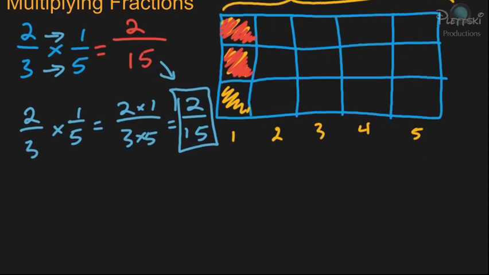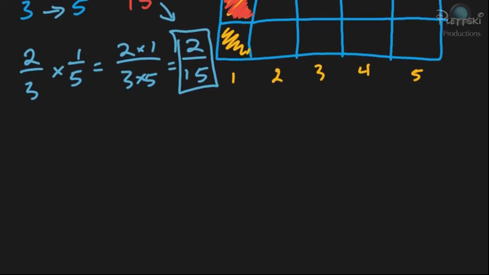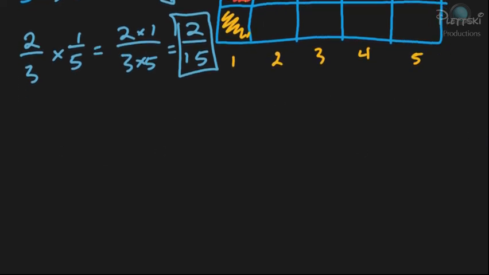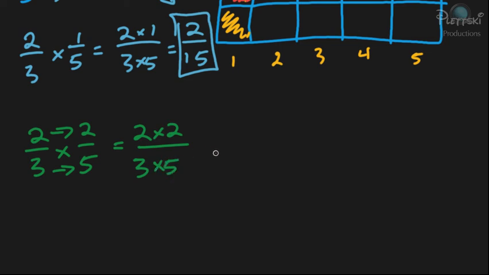So let's do another one. Let's do 2/3 times 2/5. Well, all we need to do is multiply the numerators and the denominators. So 2 times 2 over 3 times 5. And we get 4 over 15. And at this point, we would see if we could simplify it at all. And in this case, we can't. So that's going to be our answer.